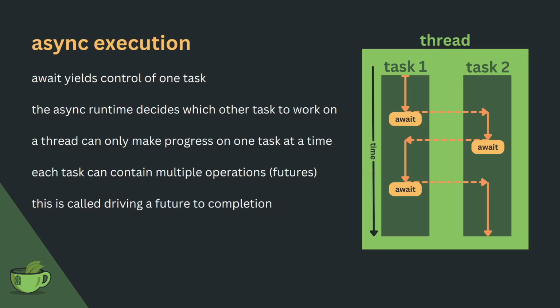Like this, each task can contain multiple operations, and the individual operations are called futures. And when the async runtime makes progress on a certain future, it is also called driving a future to completion.